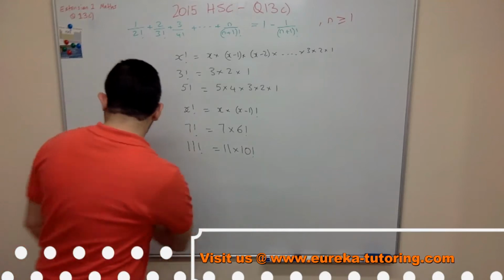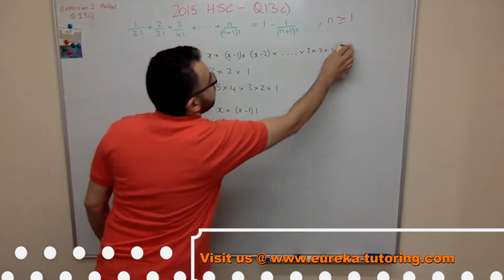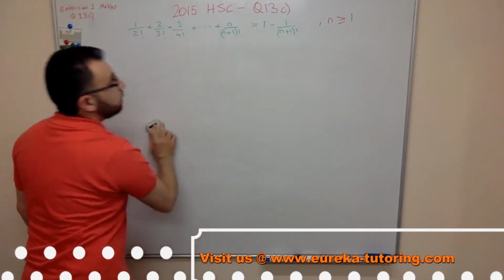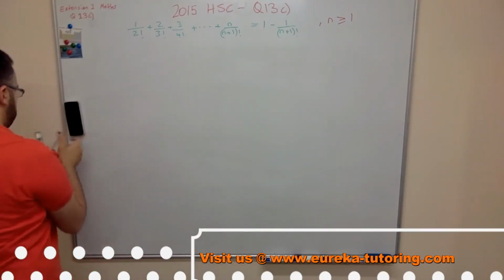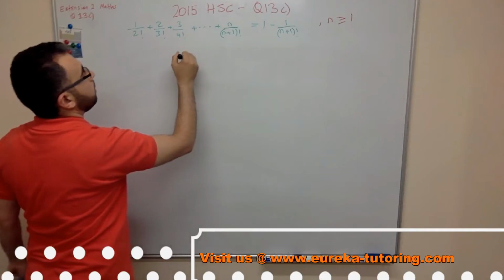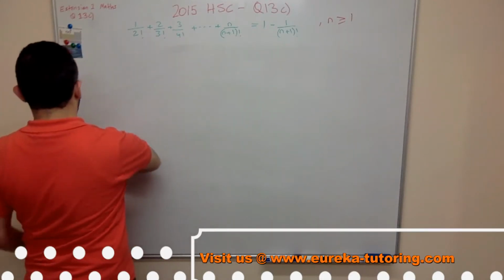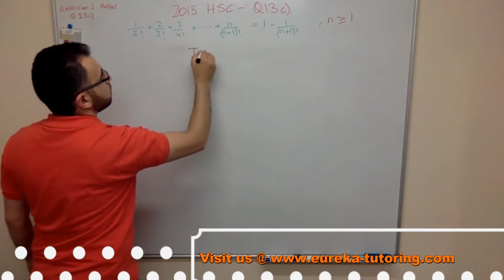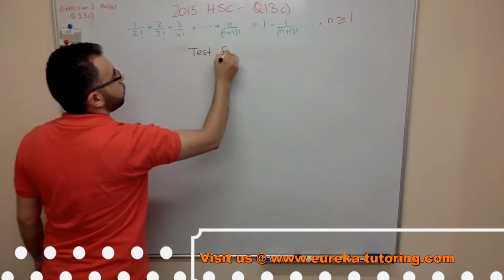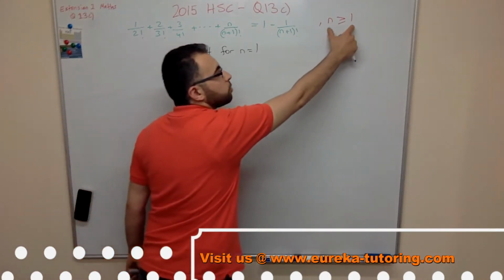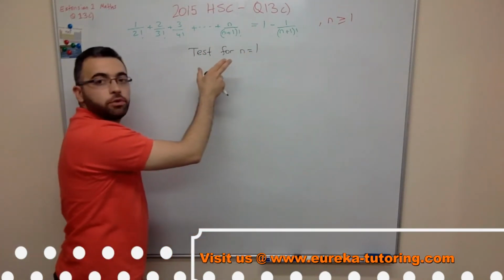Now, to begin, we need to first prove or test that n equals 1. So the first step: test for n equals 1. Now, if this was n is greater than or equal to 2, then you test for n equals 2.